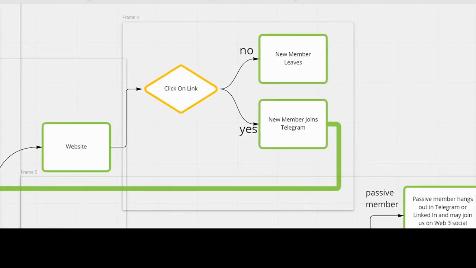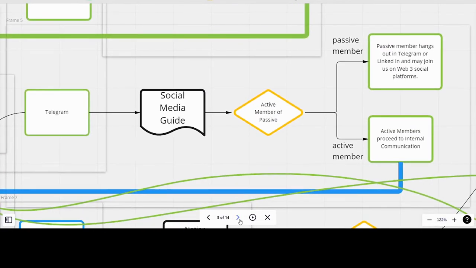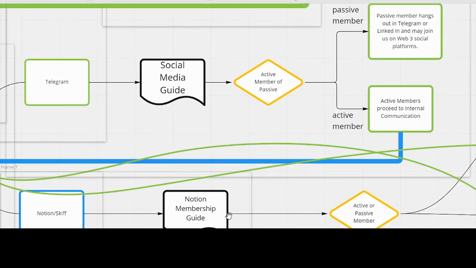When you get to our website, you get a choice to either click and proceed to our Telegram or not. If you choose to click on that link, you end up joining our Telegram, hopefully. In our Telegram, our pinned post will have a social media guide. It'll inform people of our governance and operations documents. And folks will have a choice in Telegram to either maintain a passive contributor status or take on an active member role, a role of self-governance within our DAO. So if you choose to be a passive member, you may choose to hang out in Telegram, our LinkedIn, or our Web3 socials. And of course, the active member proceeds to our internal communication.